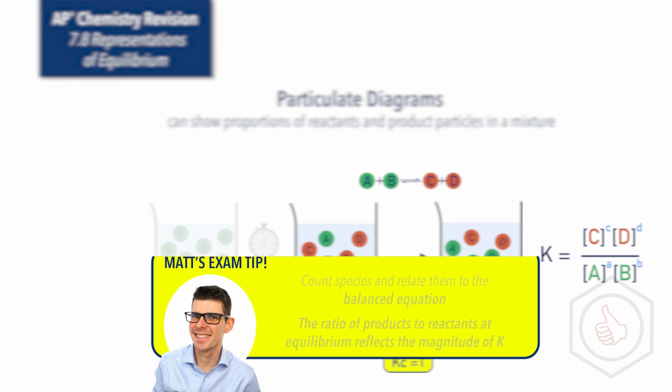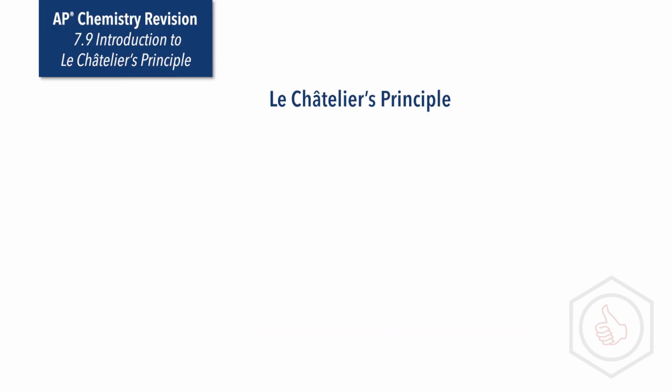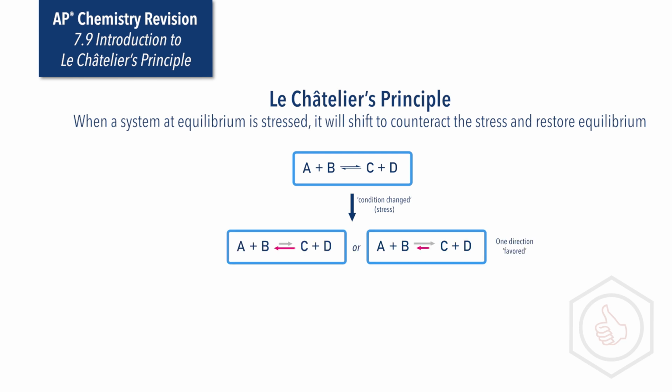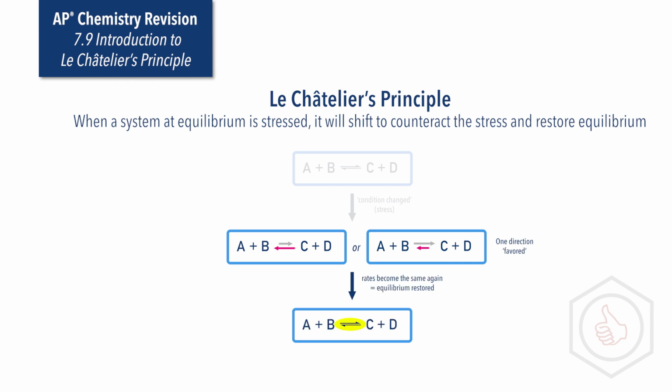Le Chatelier's principle states that when a system at equilibrium is stressed, it will shift to counteract the stress and restore equilibrium. What this means is when a system at equilibrium is subjected to a change in conditions, the system will shift in the direction of reaction that will reduce or offset that stress, eventually re-establishing equilibrium. So the forward or reverse reaction will be favoured until the stress is reduced and a new equilibrium is reached.